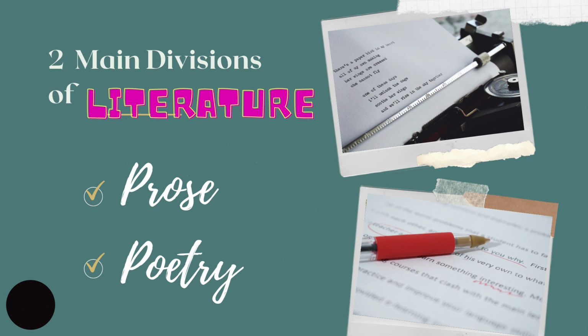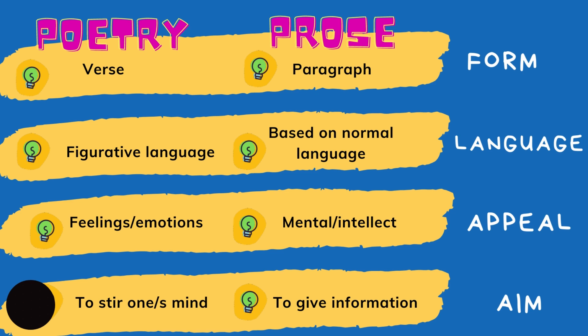So we have the two main divisions of literature. So nahati ang literature sa dalawa. We have the prose and poetry. In poetry, we are already familiar with that. But in prose, hindi pa siguro masyado. So how do we differentiate the two divisions of literature? So let's take a look at this one. We have the poetry and prose here being differentiated from one another in terms of form, language, appeal, and aim.